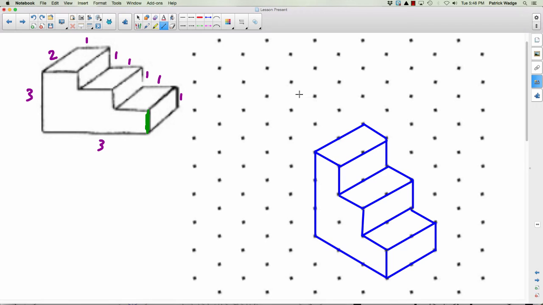We've got our 3 steps just like it is here, but we've drawn it in an isometric drawing. Gives you a very good sense of what it looks like. The only thing again is because the parallel lines don't converge, it is a little bit distorted, but still a pretty effective and useful drawing for sure.